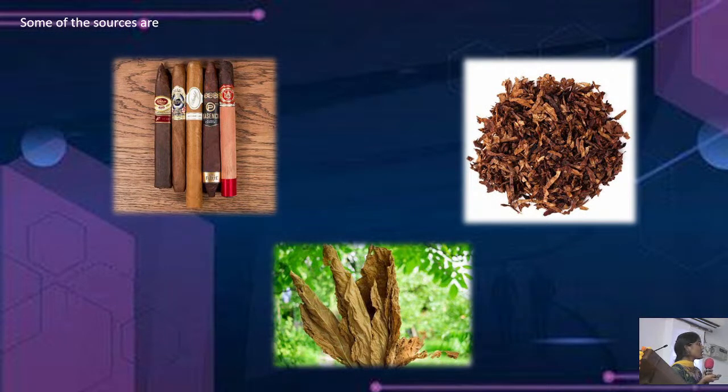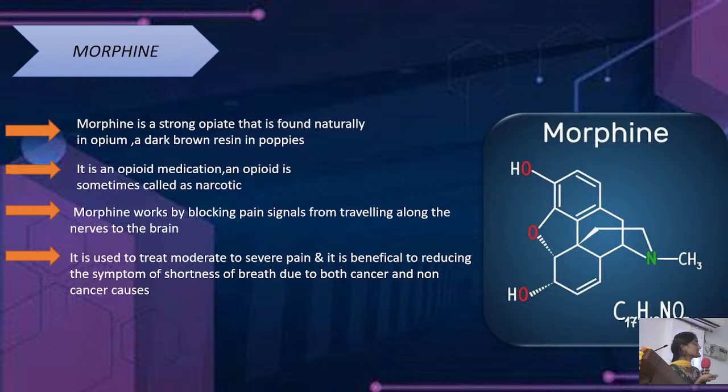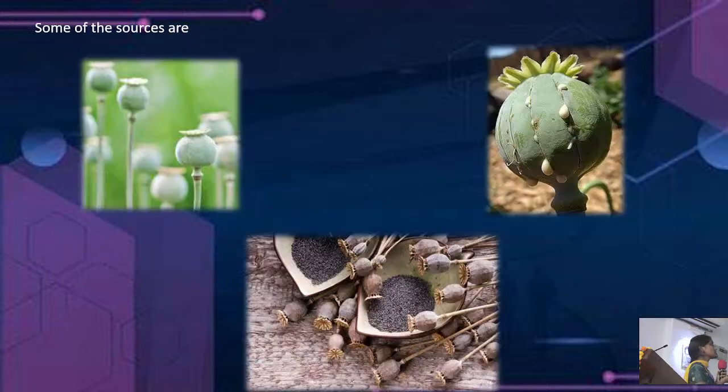This is the actual form of nicotine. Morphine is strong. It is available in the form of opium. It is used to treat severe pain, and it is a narcotic drug. And these are the sources of morphine.